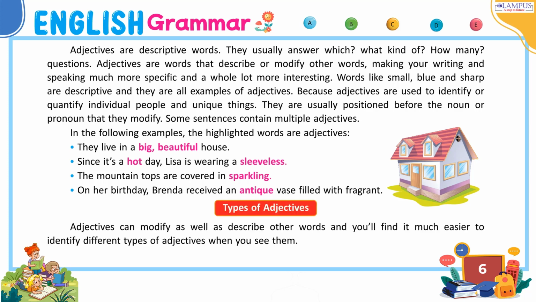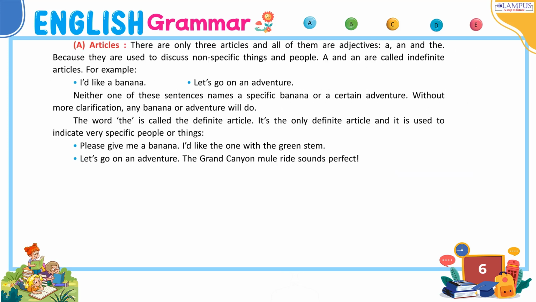Types of adjectives. Adjectives can modify as well as describe other words, and you'll find it much easier to identify different types of adjectives when you see them. A. Articles. There are only 3 articles and all of them are adjectives: a, an and the. Because they are used to discuss non-specific things and people. A and an are called indefinite articles.